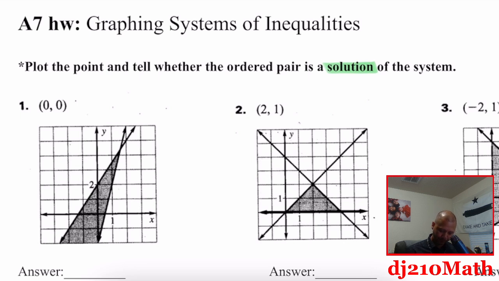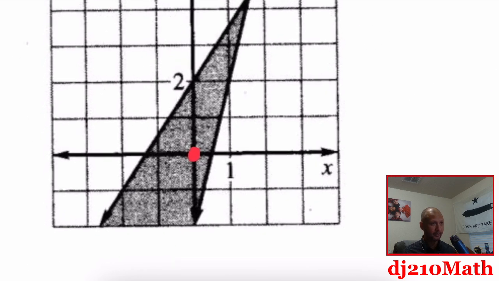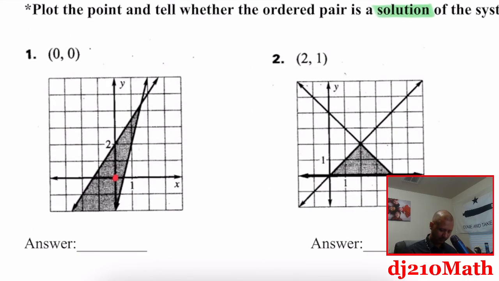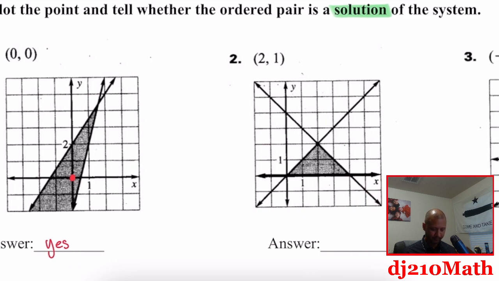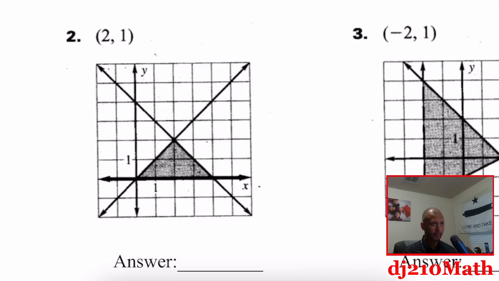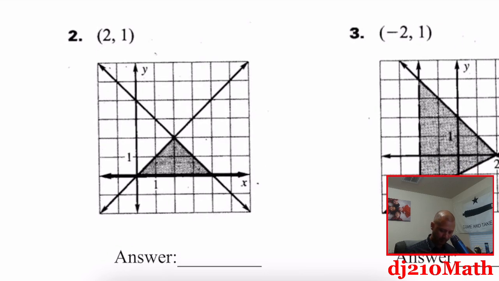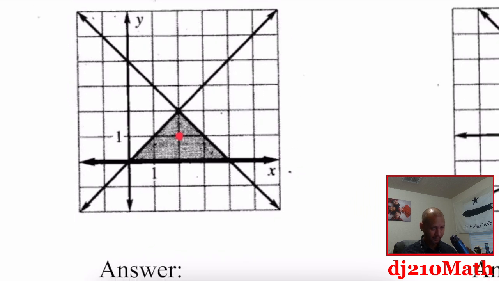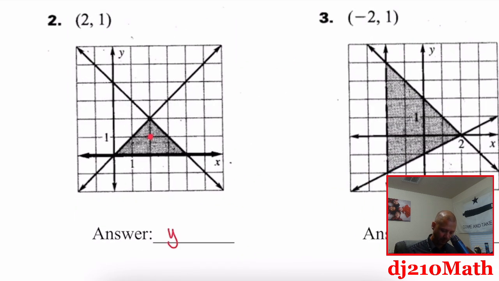Right? So if I plot 0, 0 here for number 1, the origin, this should be obvious that it is in the shaded area. So the answer is yes. It is a solution. Number 2. 2, 1. Dead center. Yes. It is in the gray. This is a solution.